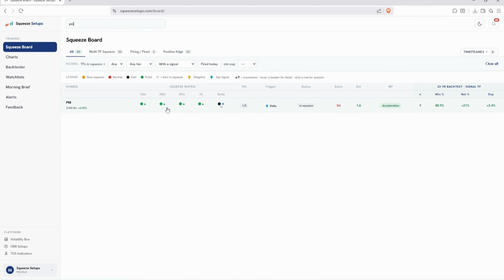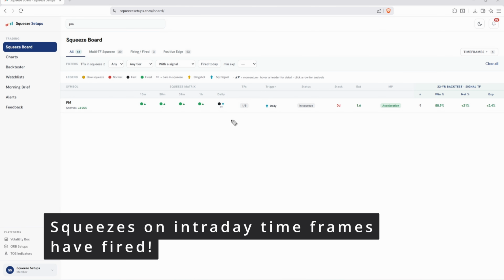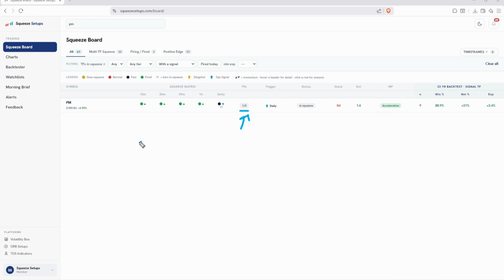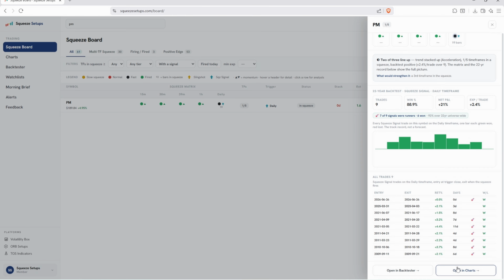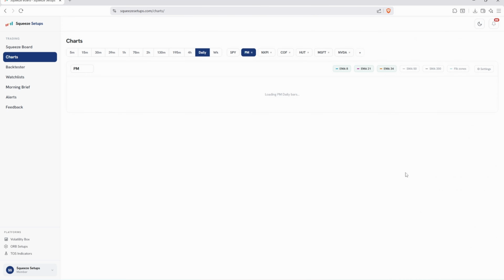If I load in PM, you should notice that now all of a sudden we're down to 1 out of 5 time frames which still have a squeeze. That's because since the time we made the video where we had 5 out of 5, 4 of those time frames the squeeze has now fired. If you take a look at Philip Morris today, the move inside of Philip Morris was quite nice, and I wouldn't argue if you did take some profits on a day like today.